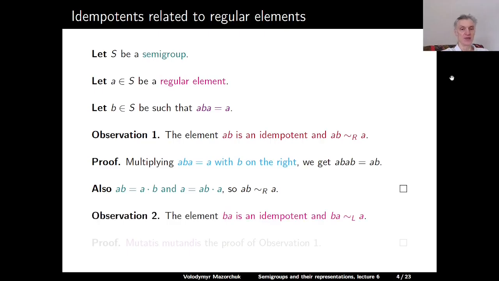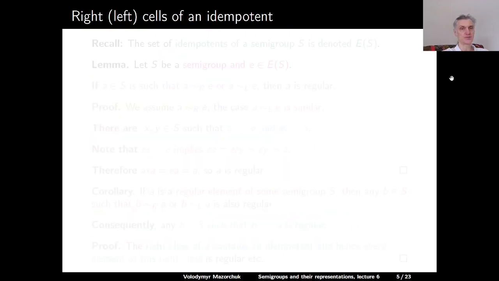Similarly, the element BA is an idempotent which is left equivalent to A, and the proof is similar to the proof of the first observation. So if we have a regular element in some semigroup, then we have certain idempotents. So there is an idempotent which is right equivalent to each regular element, and there is an idempotent which is left equivalent to each regular element.